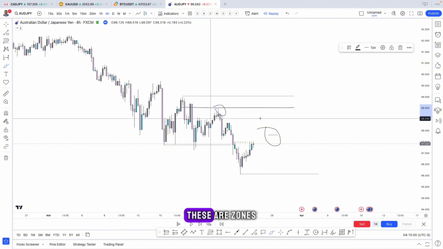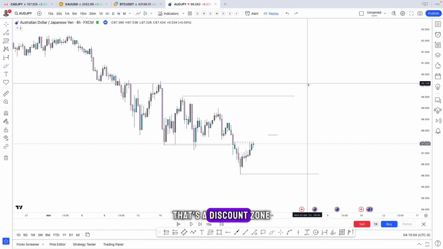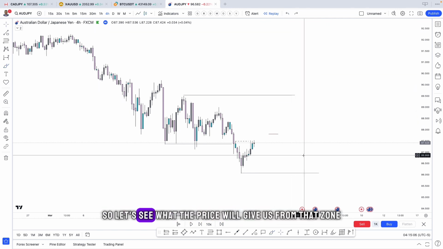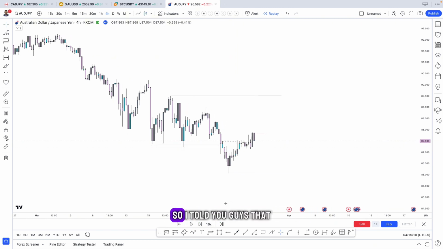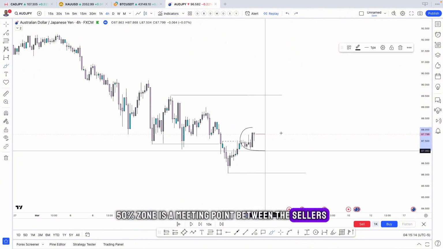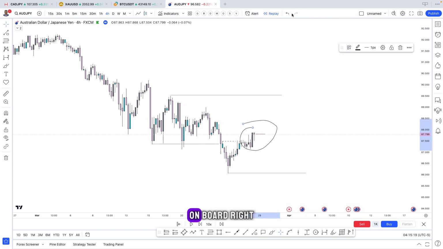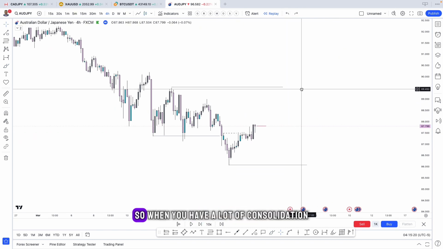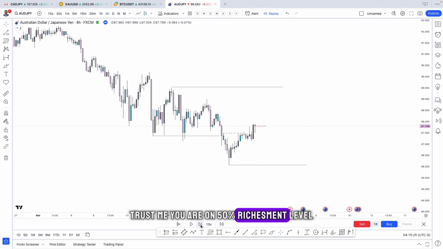A discount zone. These are zones we want to be buying from, and that's a discount zone. So let's see what the price will give us from that zone. I told you guys that the 50% zone is a meeting point between the sellers and the buyers, and this is where we have a lot of consolidation. So when you have a lot of consolidation, trust me, you are on the 50% retracement level.